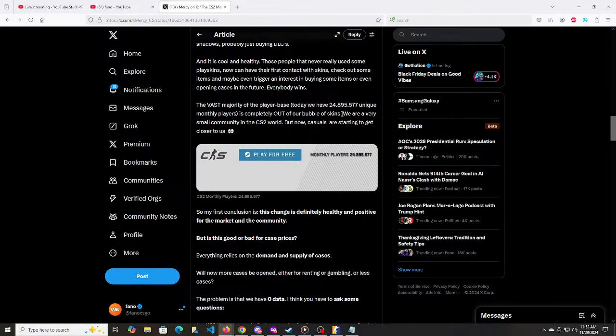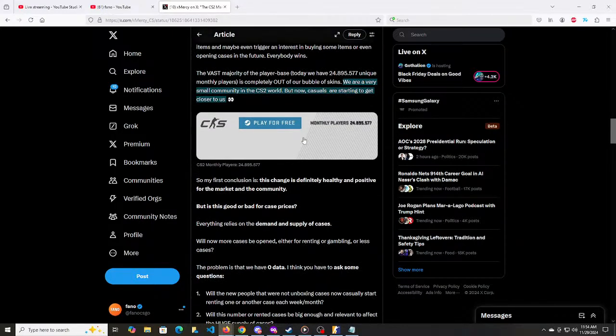You still are attracted to pixels and shiny things. I don't know if they're completely out of it. They still have a natural inclination to want those things. But anyways, let's keep reading. Okay, they're completely out of the skins bubble, in the sense that they don't put as much money as us skin nerds. Fair enough. We are a very small community in the CS2 world. But now casuals are starting to get closer to us.